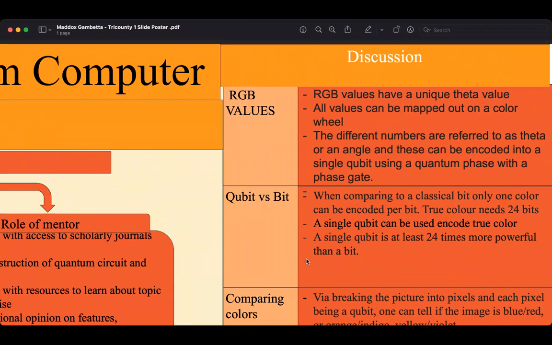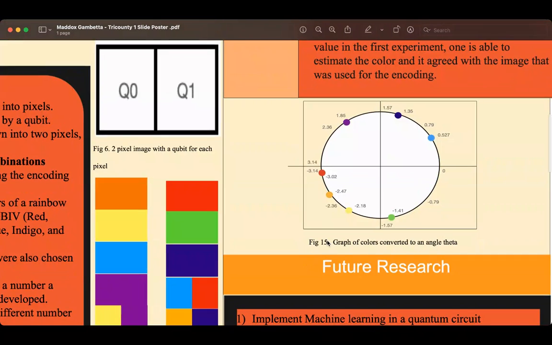RGB values have a unique theta value, and all values can be mapped out on a color wheel. The different numbers are referred to as theta or an angle, and these can be encoded into a single qubit using quantum phase with a phase gate. This here is the color wheel we developed, and as you can see, each theta value has a unique location on the color graph.